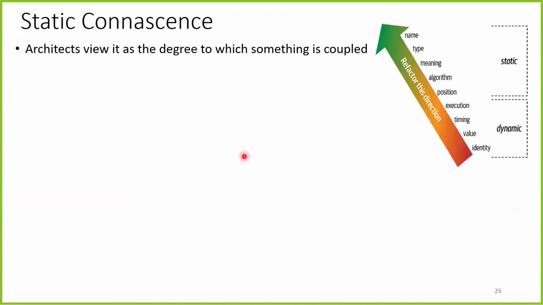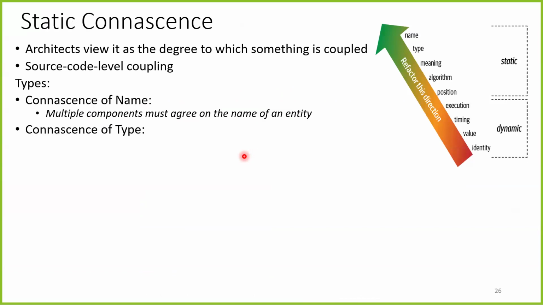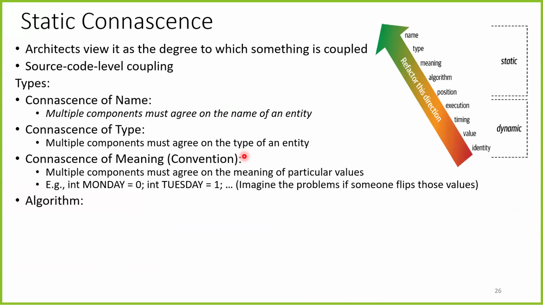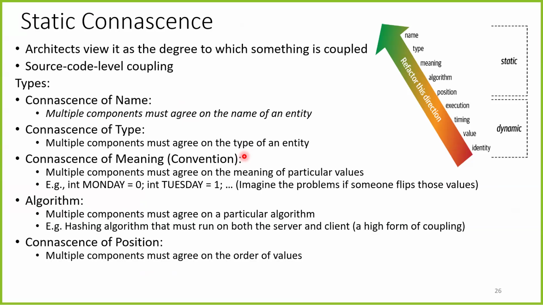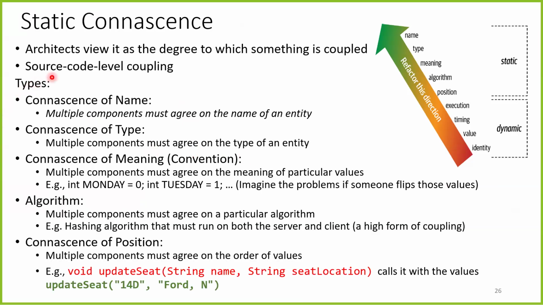And now what we have studied so far is summarized in this slide. We learned about connaissance of name, connaissance of type, connaissance of meaning, the convention, connaissance of algorithm, and connaissance of position. And that was the static connaissance. Now we will talk about dynamic connaissance.